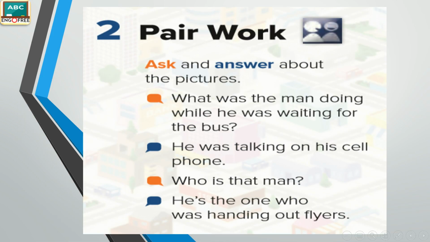Page 23. 2. Pair work. What was the man doing while he was waiting for the bus? He was talking on his cell phone. Who is that man? He's the one who was handing out flyers.